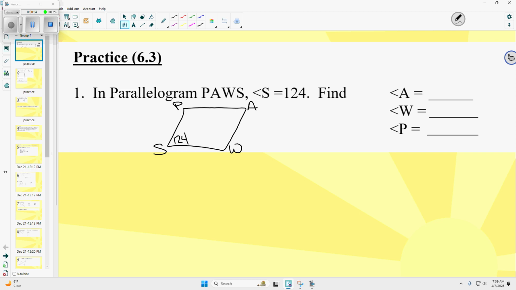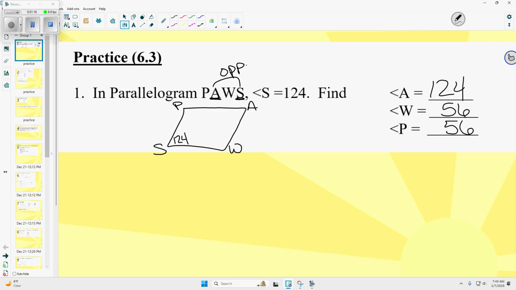They equal 180. So if S is 124, notice I don't care that my picture doesn't really show a 124 angle. All I need to know is what angles are across from each other and what angles are next to each other. So across from the S has to be angle A. So I know angle A has to be the same. Next to S is the P and the W. So if you look at the letters, you can see A and S are opposite, which means the other ones are next to. So I have to do 180 minus 124, which gives you 56 for both W and P.